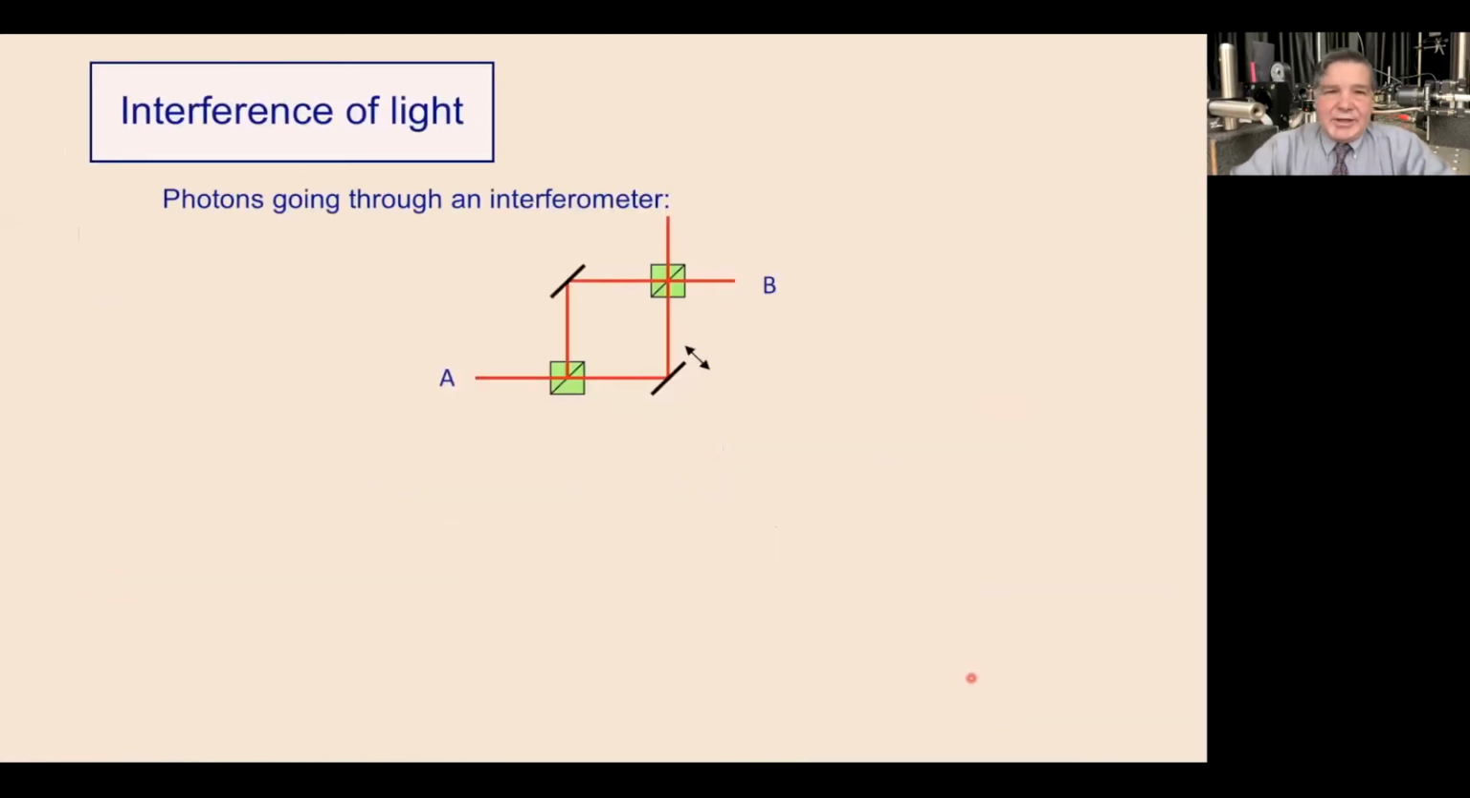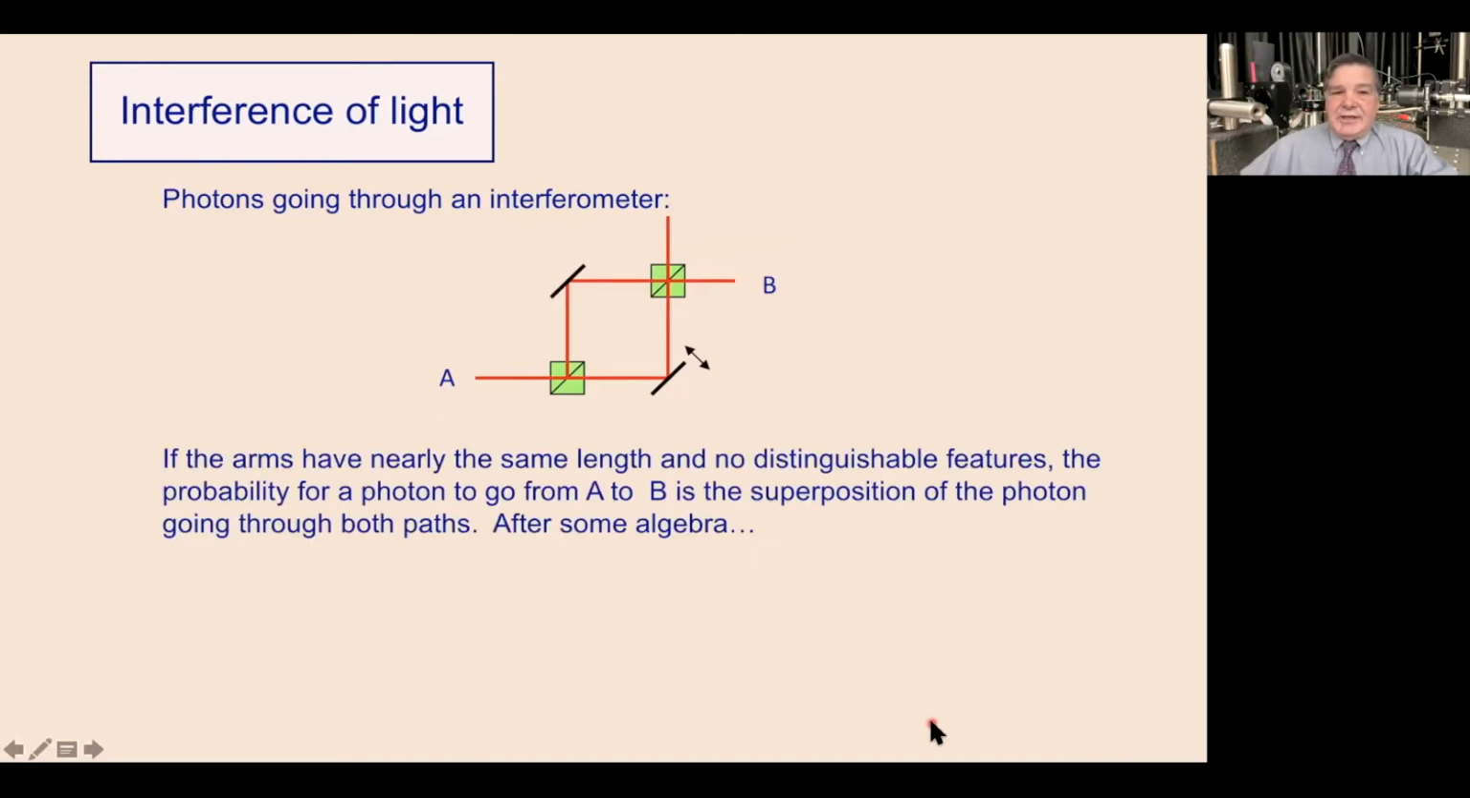So let's start with one type of quantum interference and superposition: the interference of light. Think about an interferometer called a Mach-Zehnder, and we send a photon from A to B. If the arms have nearly the same length and have no distinguishable features, then the probability for a photon to go from A to B is a superposition of going through both paths. After some algebra, we get that probability, where delta is related to the phase, thinking of the light as a wave, due to the difference in paths of the light going through both arms.